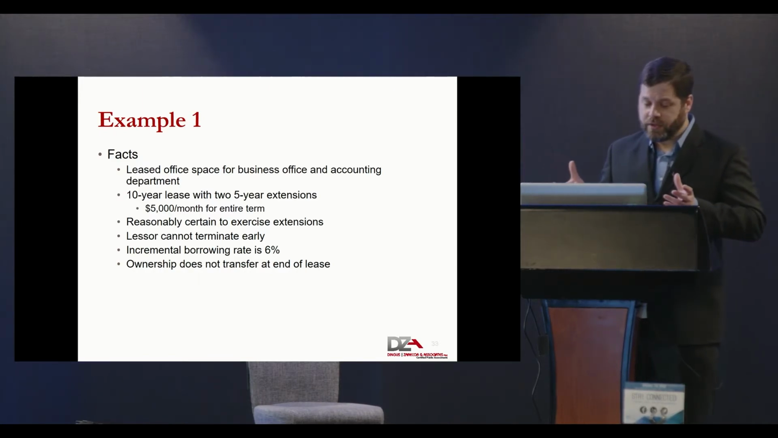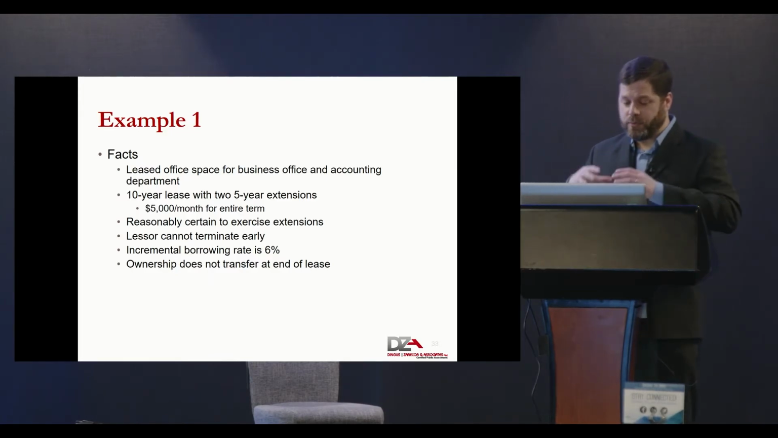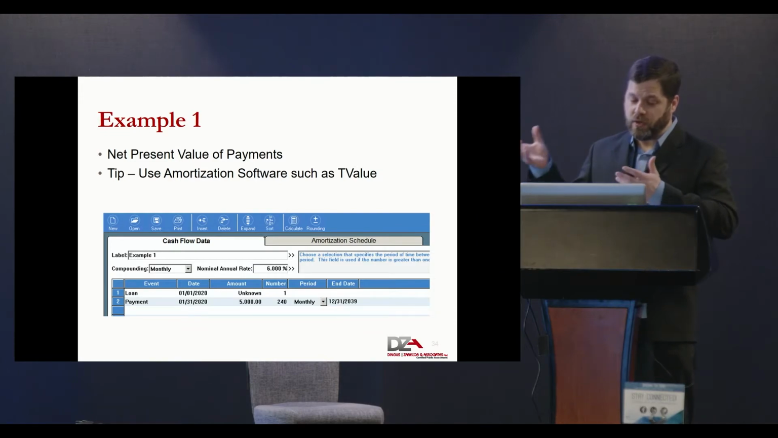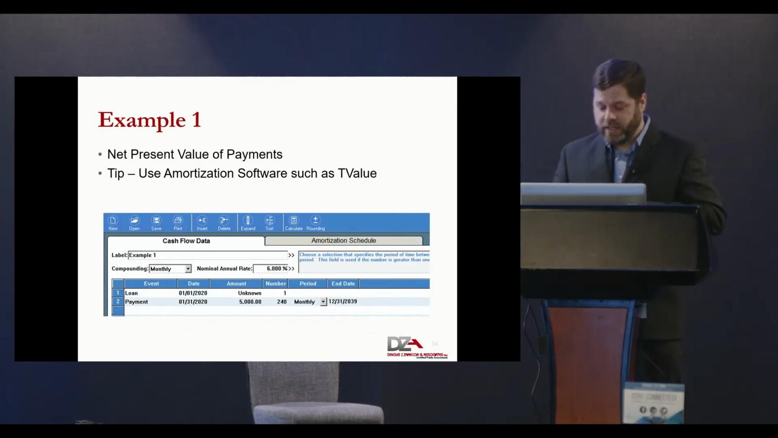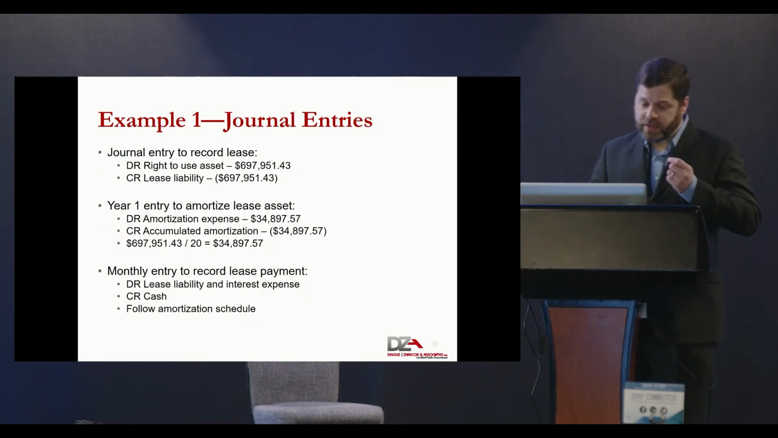You've determined that your incremental borrowing rate, so apparently you weren't able to figure out the interest rate just from the contract terms, should be 6%, and ownership does not transfer at the end of the lease. So based on all those factors, this is our screenshot from T-Value. You would enter in those factors as the $5,000 payment per month over 240 months, and then you put in unknown as the loan amount, which would be your present value, and then the software will calculate the present value. So once you have that amount, then you can record the asset and the liability.